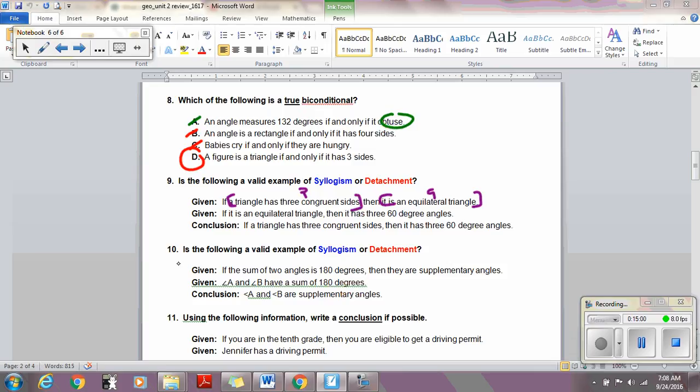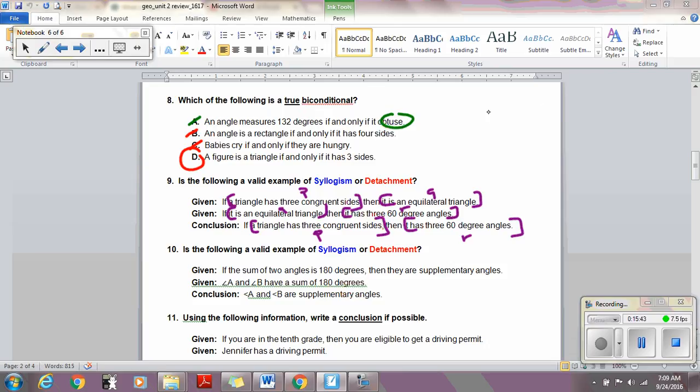All right, the second given statement: if it is an equilateral triangle, that's Q, then it has three 60-degree angles. So we haven't talked about 60-degree angles before, so that's some new information. So that would be R. The conclusion reads, if a triangle has three congruent sides, that was P from above, then it has three 60-degree angles, that was R above.